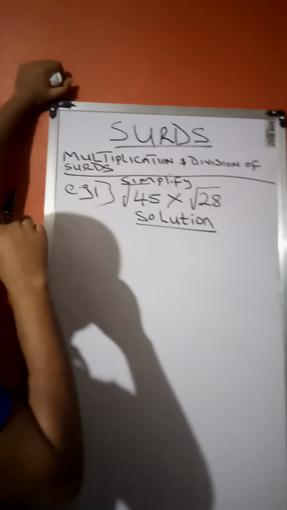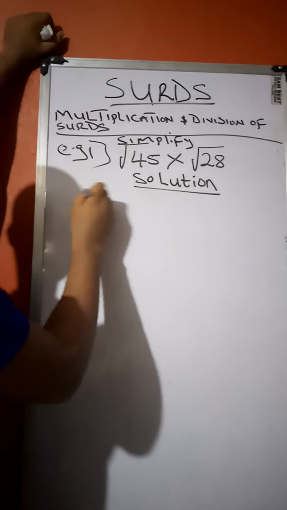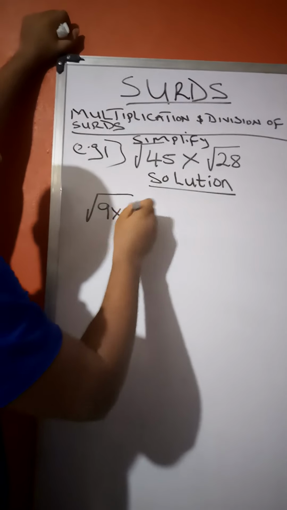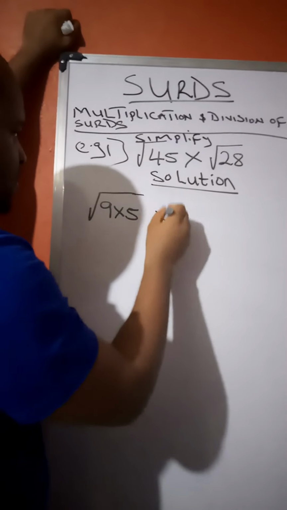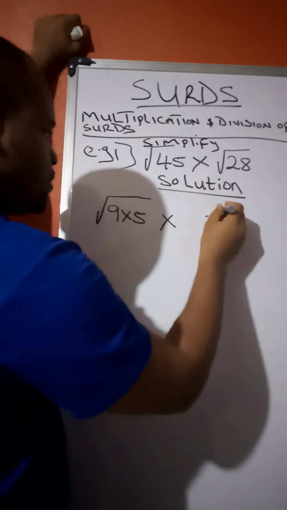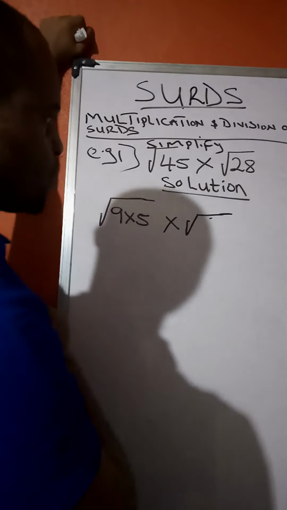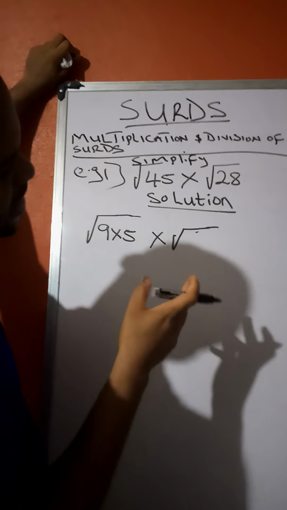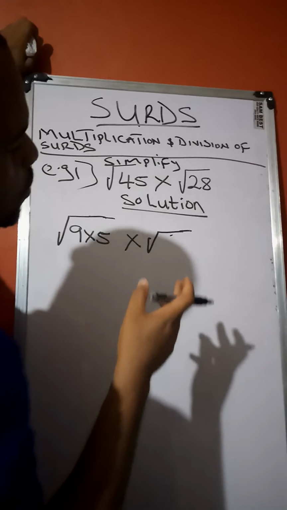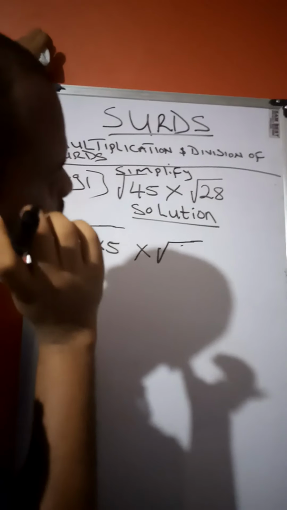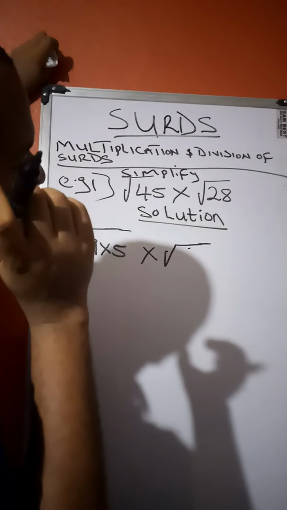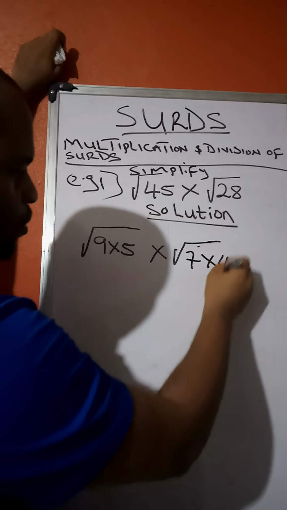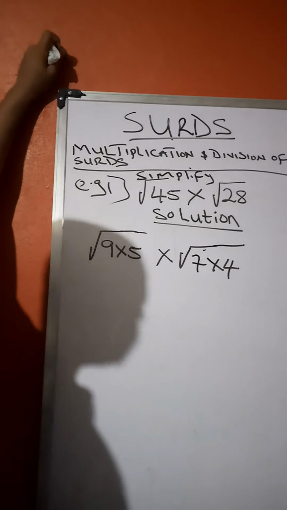The first thing is to reduce to my simplest form. My root 45, I can write it as what? 9 times 5 is 45, multiplied by my root 28. Can I get a perfect square in 28? Let's see. 2 times 14. 3 cannot go. 4, no. 6. What times 4 to give us 28? 7 times 4. 7 times 4 is 28.